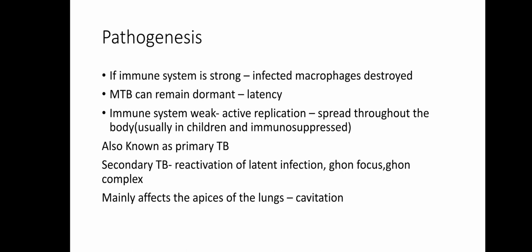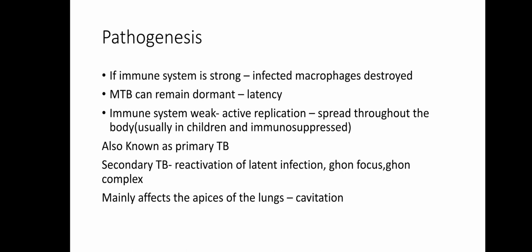So here, if the immune system is strong, your infected macrophages are destroyed. If it remains dormant, it's called latent TB with the possibility of reactivation later on. So when the immune system is weak, the third one, and there is active replication and the TB spreads throughout the body, that's now called active TB and primary TB because it's the first instance of exposure, and from the first instance of exposure, you got the active TB because your immune system is weak.